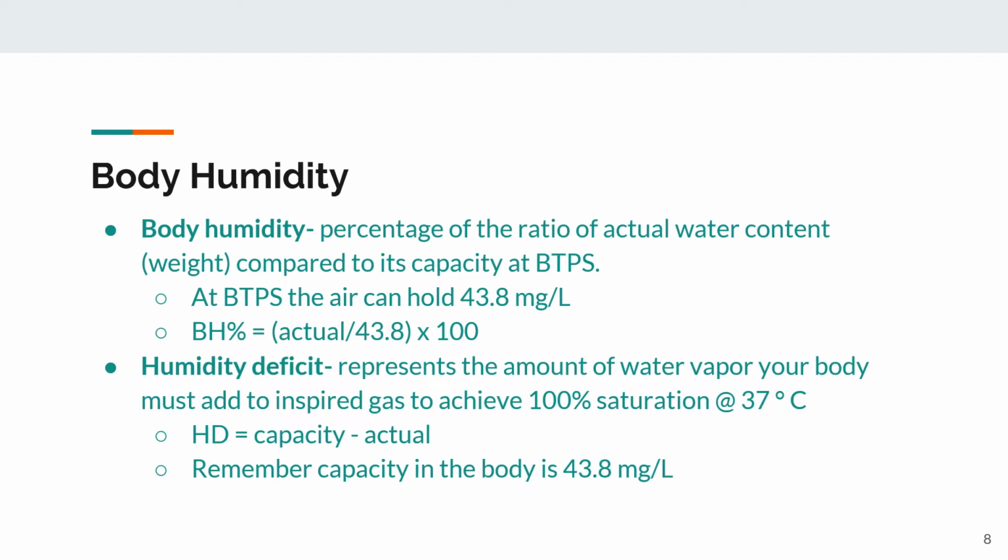So then we look at humidity deficit, and I'll talk a little bit more about this in just a second as to why we're so concerned about all this. Humidity deficit basically represents the amount of water vapor your body must add to an inspired gas to achieve 100% saturation at normal body temperature, 37 degrees. So humidity deficit would be your capacity minus your actual. Capacity is 43.8, so minus whatever the actual is.